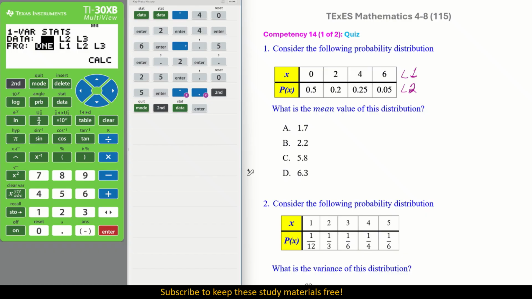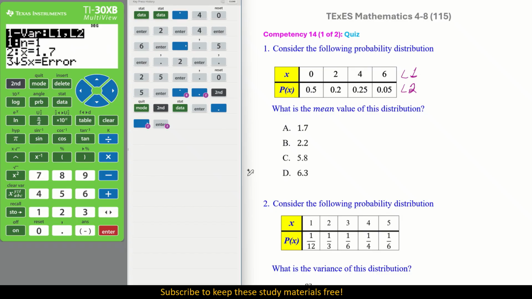All right. So I have data in, I know it seems strange, but L1, or list 1, that's highlighted correctly. What we need to do now is go down and go over all the way to L2. Push enter to highlight that. Okay. Now let's calc. Okay. And looks like we have the correct mean.